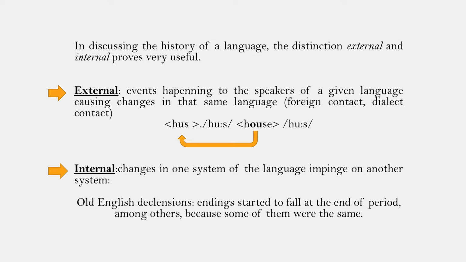Now, this is an external event, a historical event, the conquest of the Normans, having an impact on the language, and this is what we call an external influence.